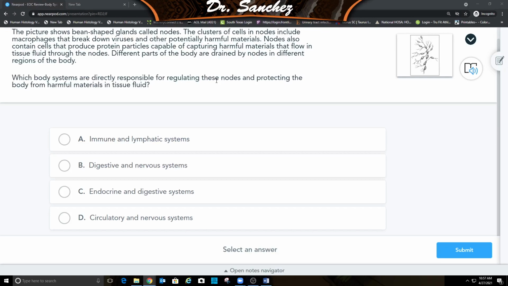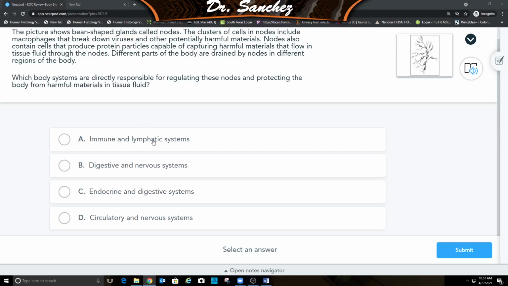Lymphatic system goes in pair with what? What system? Immune system. In fact, when we cover it, we say immune and lymphatic system. Technically, it's two separate systems. One is a drainage system, and the other one is the cellular system that attacks. But we tend to just look at them as immune and lymphatic system. Technically, it's two different ones.